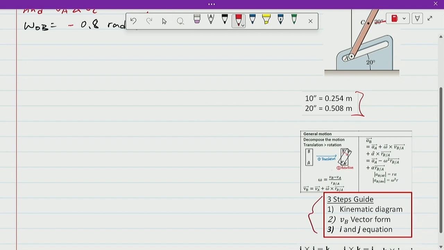Remember the 3 steps guide for solving these problems. It still applies for relative acceleration and even for, like, say, chapter 6 when you mix this with Newton's second law.